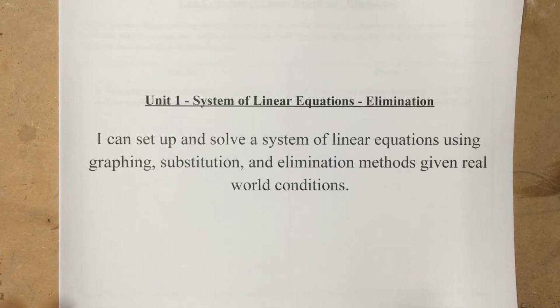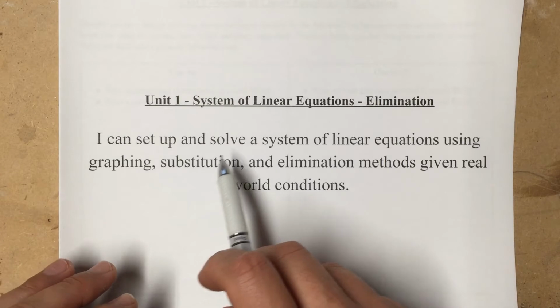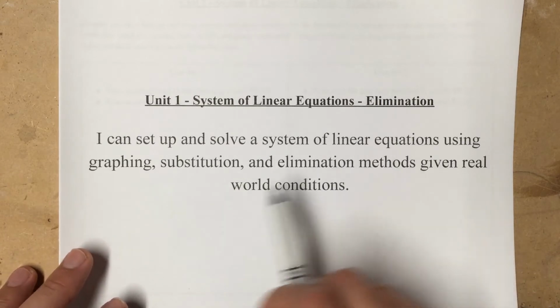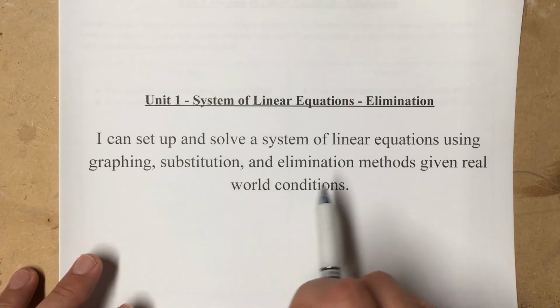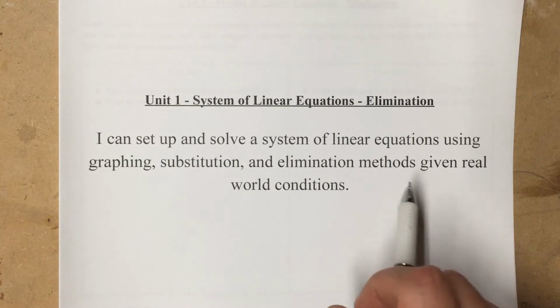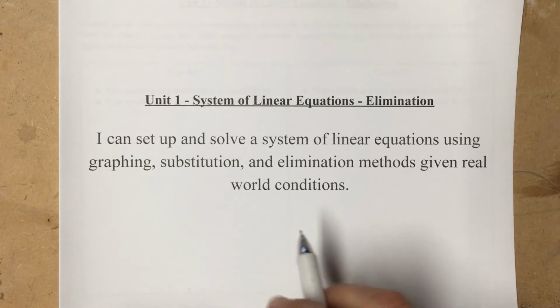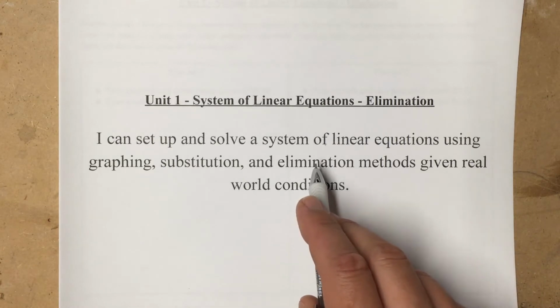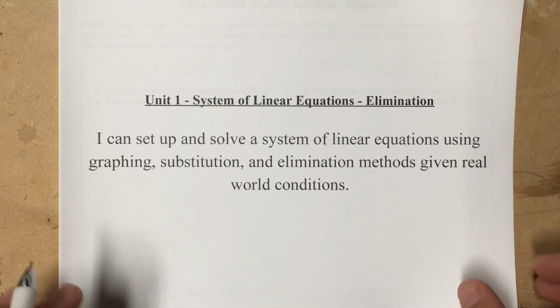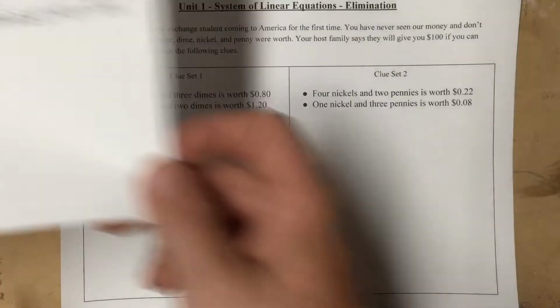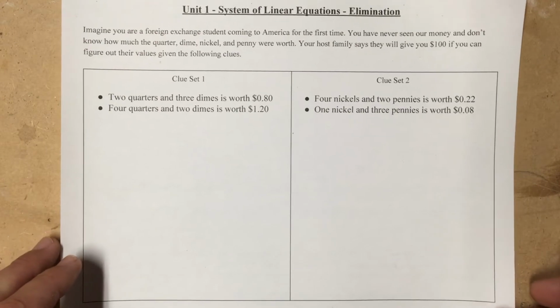Hello everybody, today we're taking a look at Unit 1, Systems of Linear Equations, using the elimination method. Our learning objective is: I can set up and solve a system of linear equations using graphing, substitution, and elimination methods given real-world conditions. And more specifically, we're going to be doing just elimination. All right, so let's take a look at the problem here.